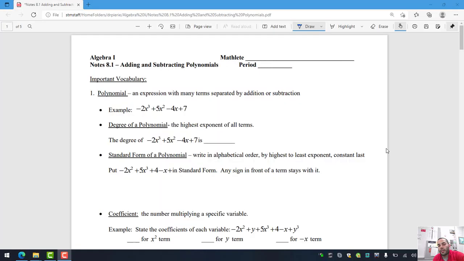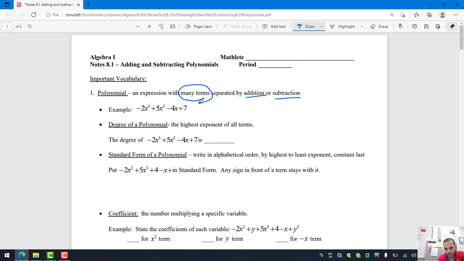All right, guys, so we're going to start getting into math content that is a little bit more intense. Chapter 8 is all about polynomials. This might be the first time you're hearing this word, but what is a polynomial? A polynomial is an expression with many terms. The key phrase here is many terms separated by addition or subtraction.